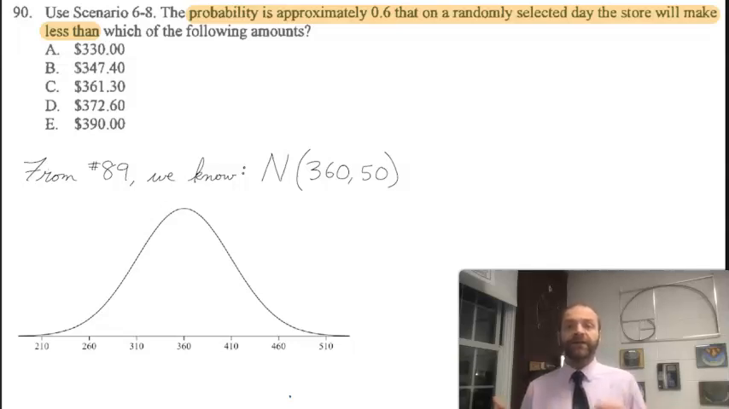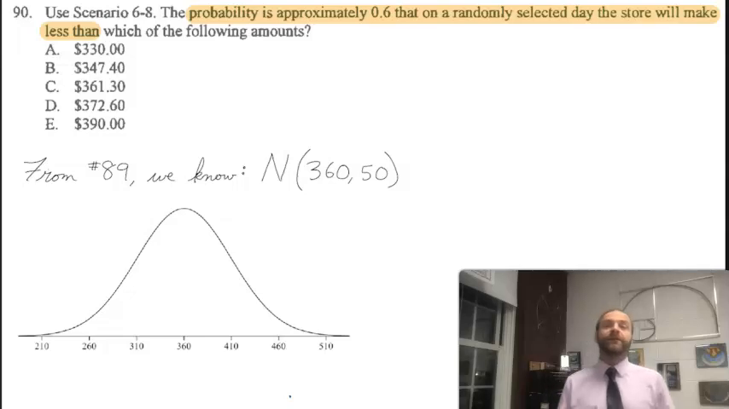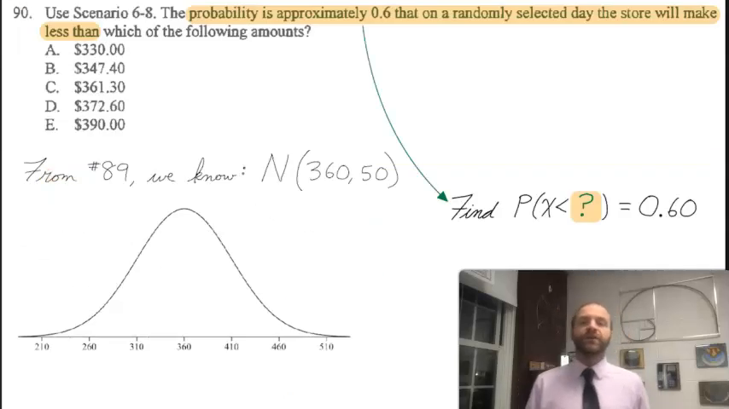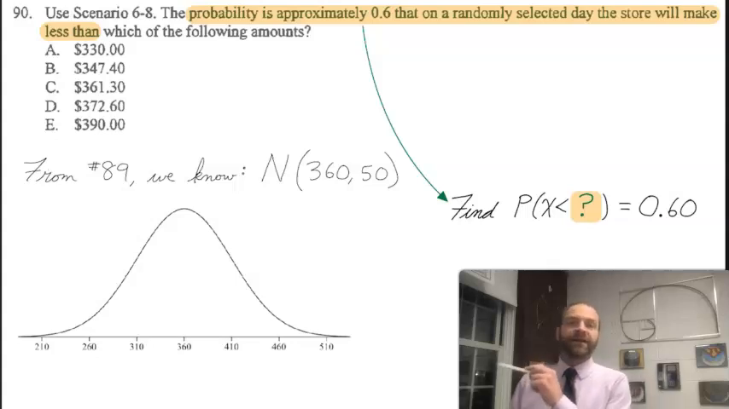Now the rest of the problem in 90 goes, the probability is approximately 0.6 that on a randomly selected day, the store will make less than which of the following amounts. So really what we're trying to do is find the observation. That's what we're looking at. We're trying to find what value on the horizontal axis is going to give us an area to the left of it of 0.6.